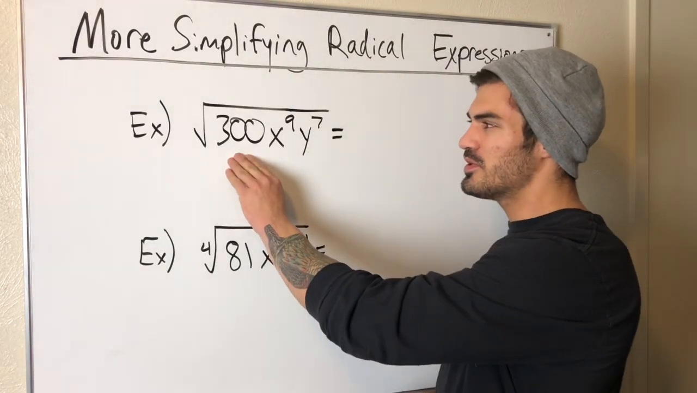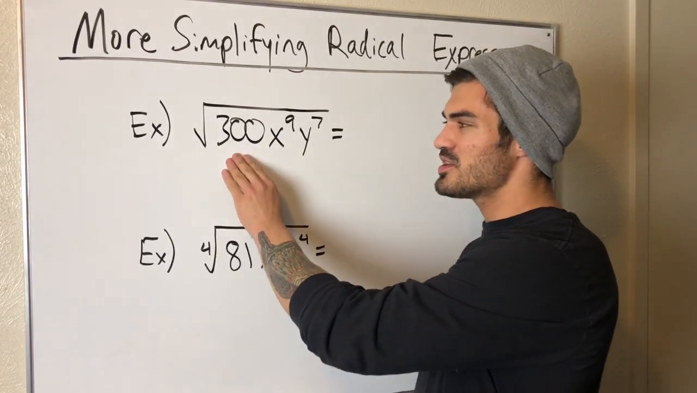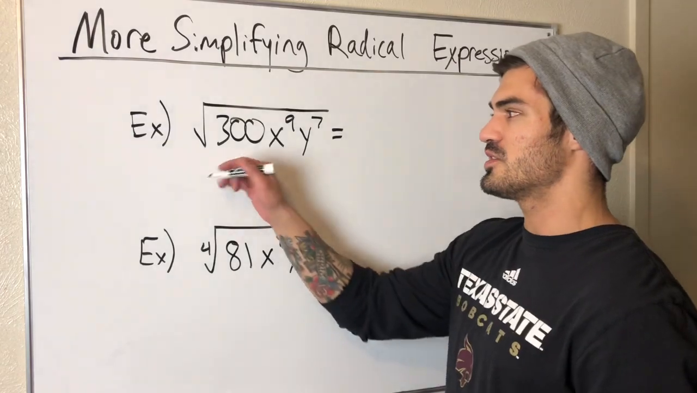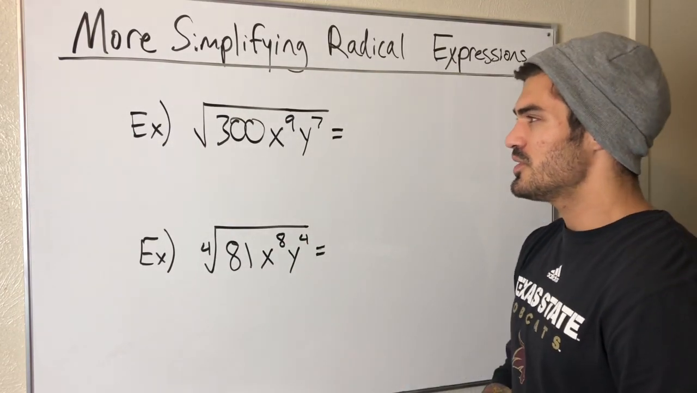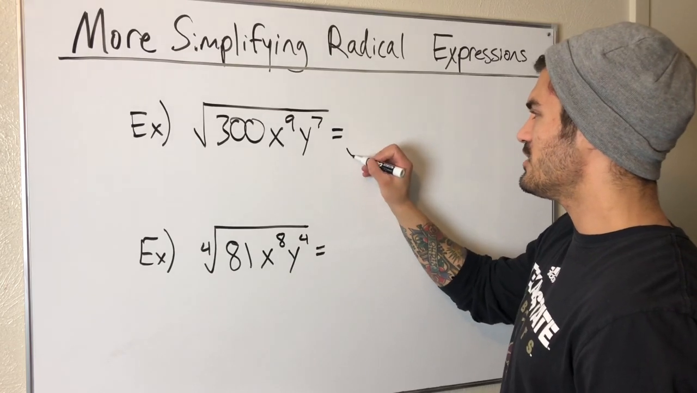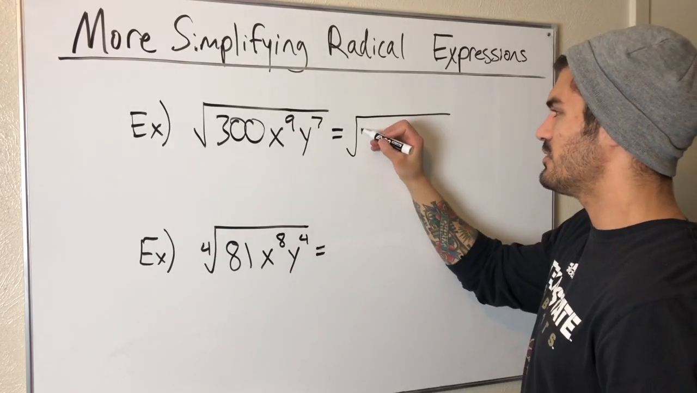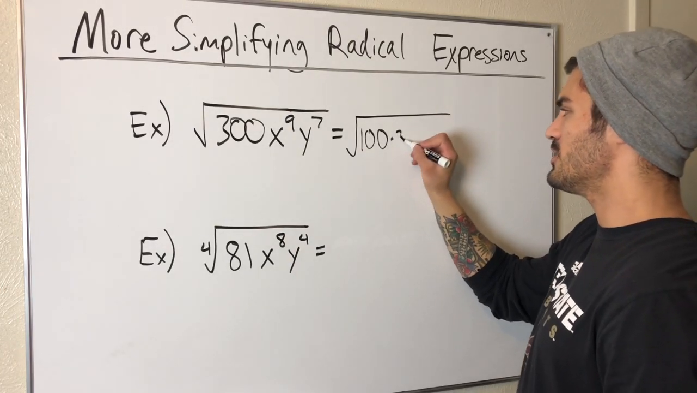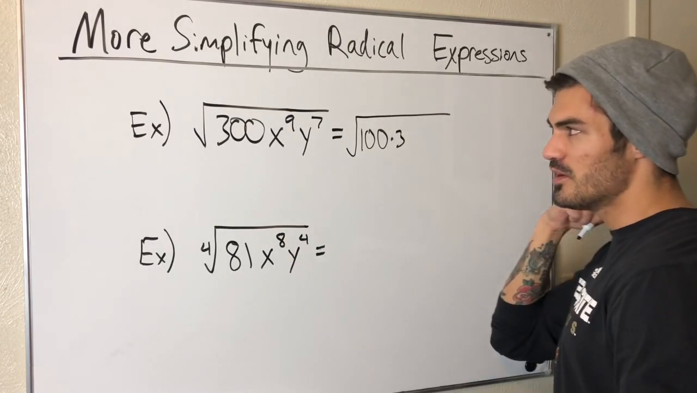I'm going to break this up. And I need to see if I can break this up into something where it's the product of 2 numbers and one of those numbers is a perfect square since we have a square root. So let's see. I think 100 times 3 will work, right? And that may have taken you a little bit of time to get to, and that's okay if it did. 100 will work because the square root of 100 is 10, right? That's a perfect square. This will work.